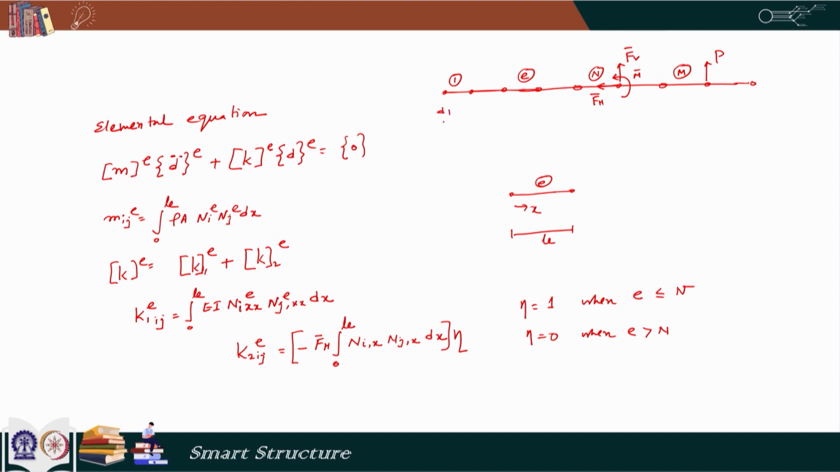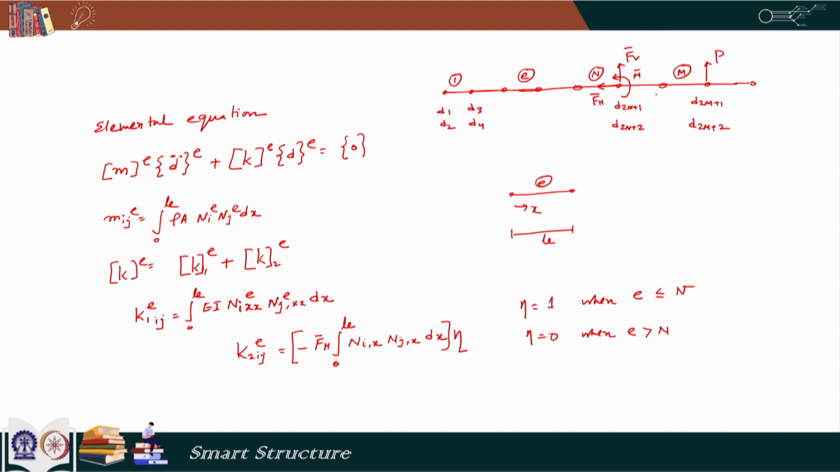So, we have D1, D2. D1 is displacement at the first node, D2 is the slope at the first node, and then D3, D4, it goes on. Here the degrees of freedom become D2n plus 1 and D2n plus 2. Similarly, at the end of the mth element, it becomes D2m plus 1, D2m plus 2.